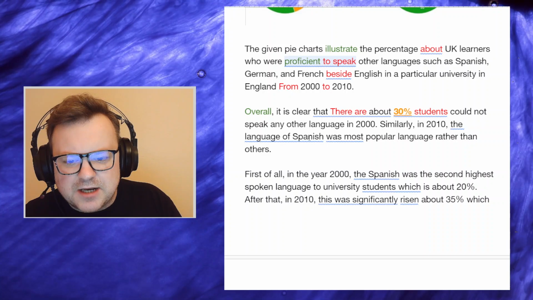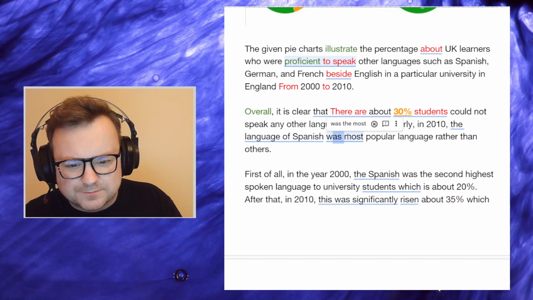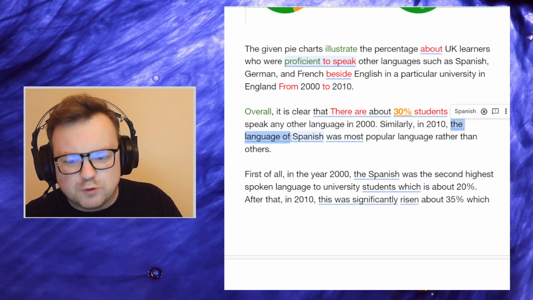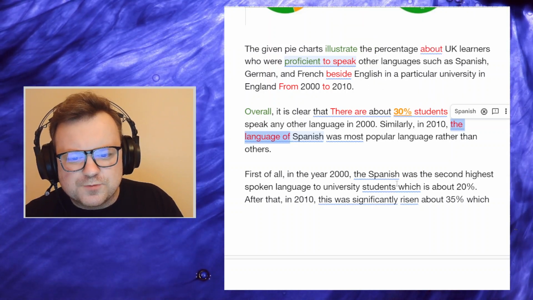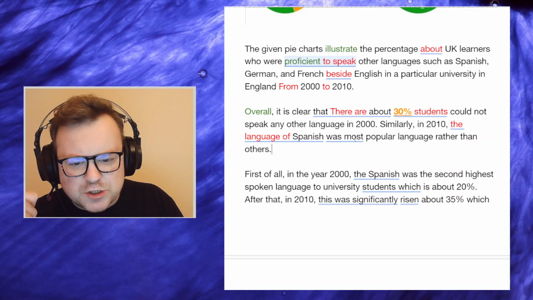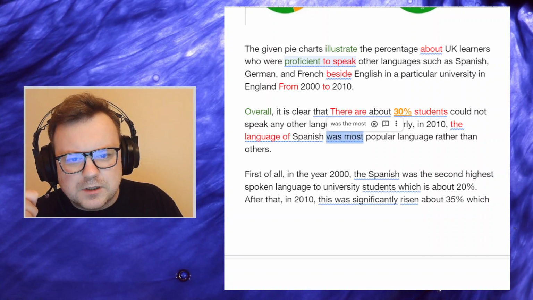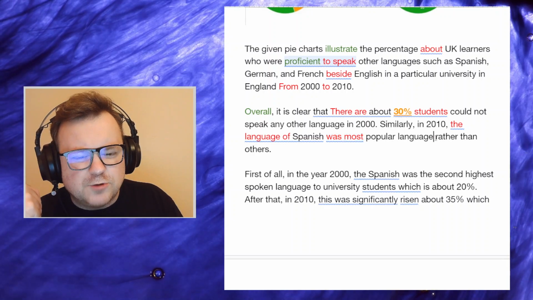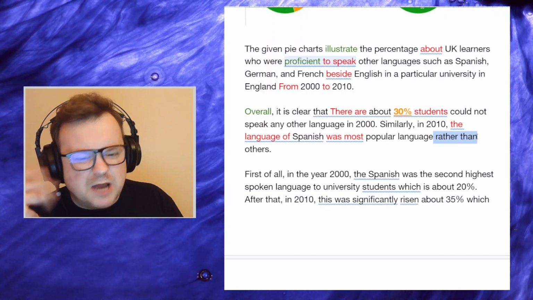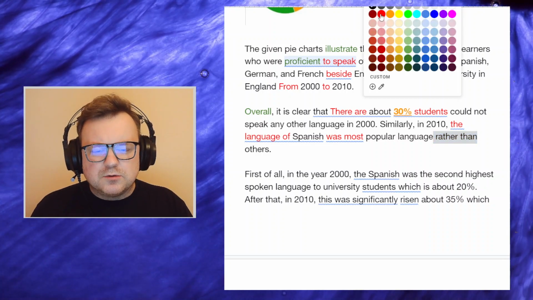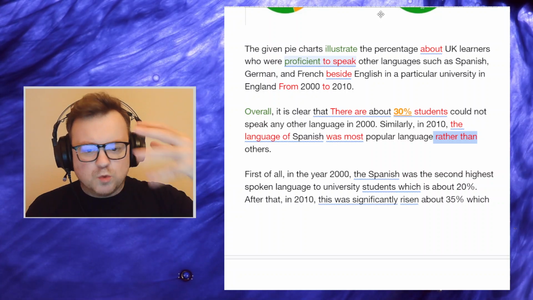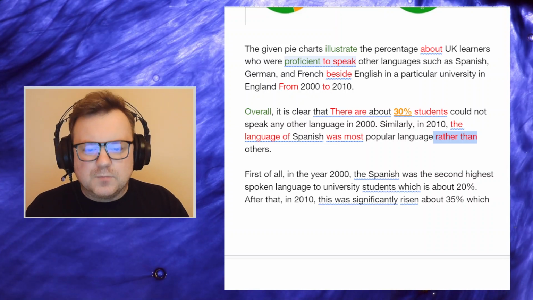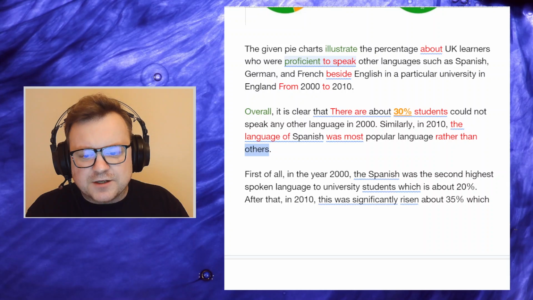Similarly, in 2010, the language of Spanish was the most popular. I don't know if we need the language of, I think we already have a few too many words. So in 2010, Spanish was the most popular. With the superlatives, we often use the most popular language, and because we're using the superlative, we don't need "than" something. Was the most popular language, full stop, is fine. That's enough.